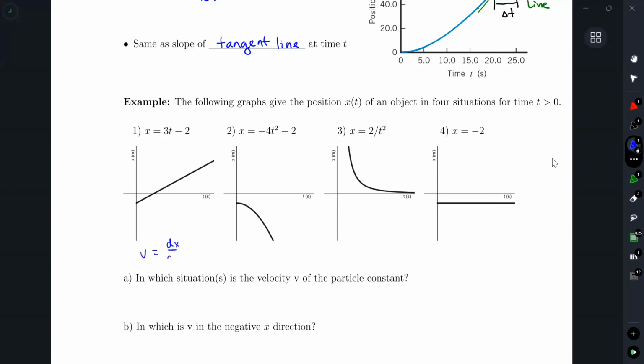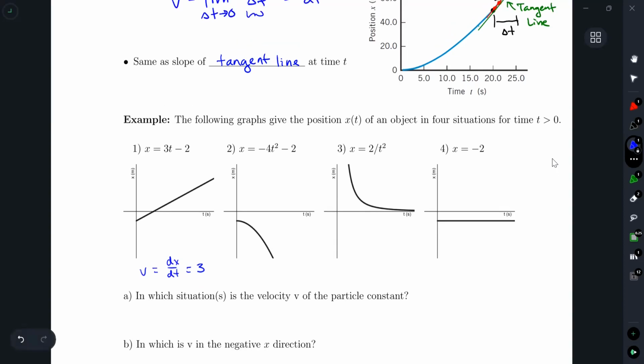Simply 3. Yep, just 3. So what's that telling you about that velocity? The fact that it's just the number 3. Constant. Yeah, it's never changing. And you can see that from the graph too. The slope is always the same value no matter which point you're looking at. So it looks just like the average velocity. And that is the case. If you have a constant velocity, the instantaneous equals the average velocity. So in this case, v is constant.